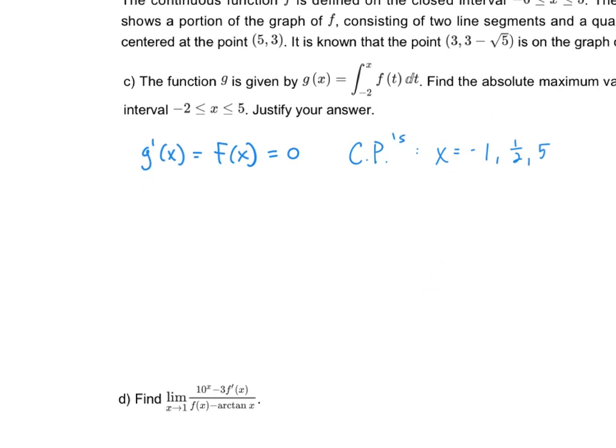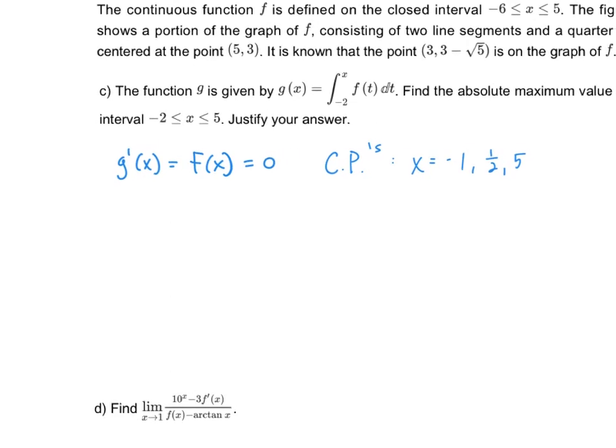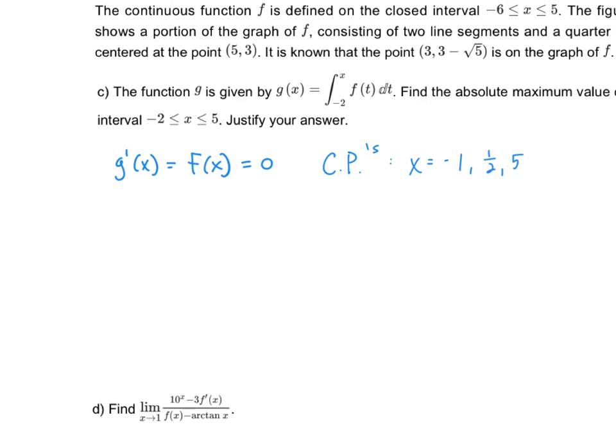Okay, so now we plug these and the endpoints into G. So I'm going to do that. We need to do G of -2, G of -1, G of 1/2, and G of 5.